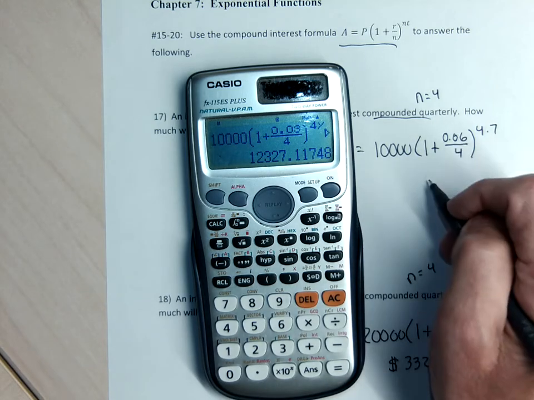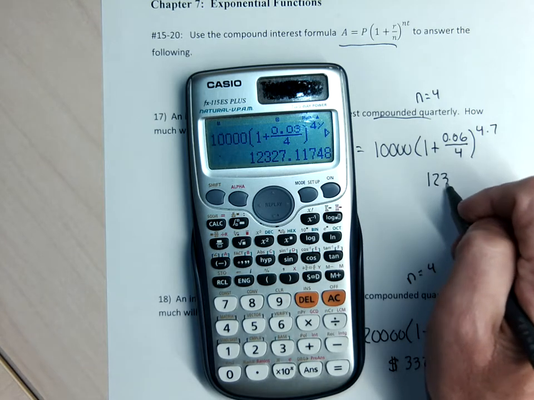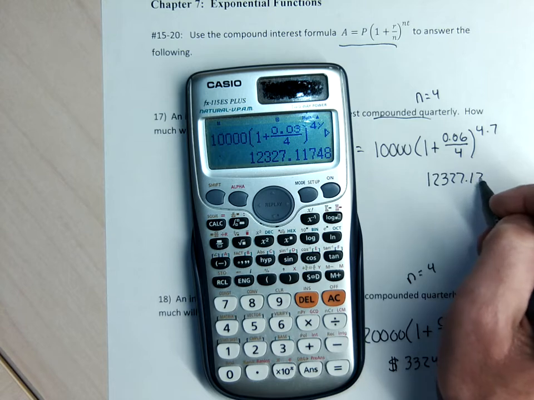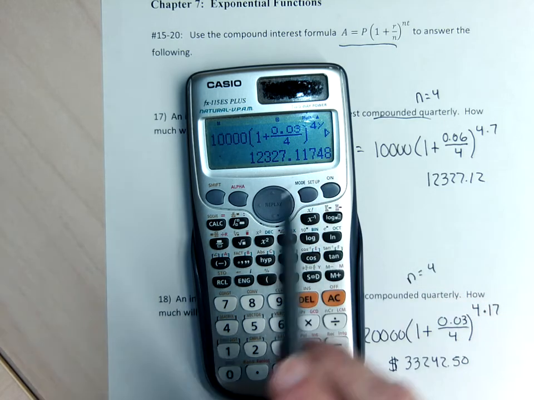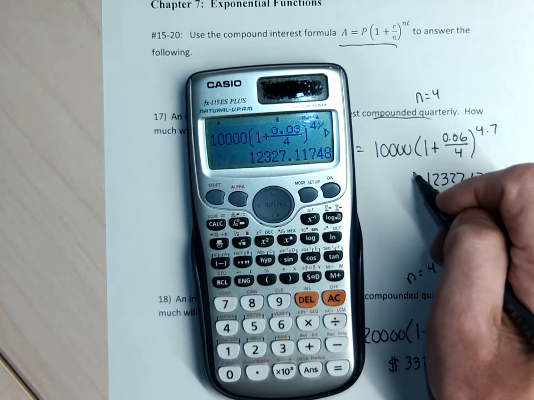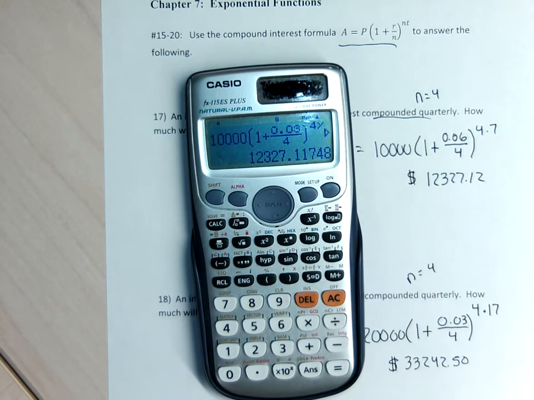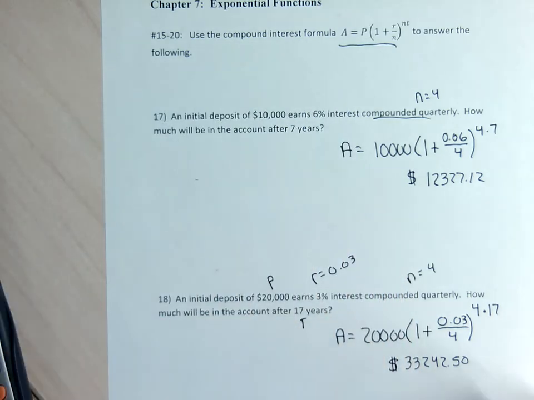I think yours is going to be $12,327, and I'm going to round that to 12 cents. The 11 cents is going to round up to 12 cents because the 7 after the 11 cents tells me to round it up. And I usually write these answers just with a dollar sign.